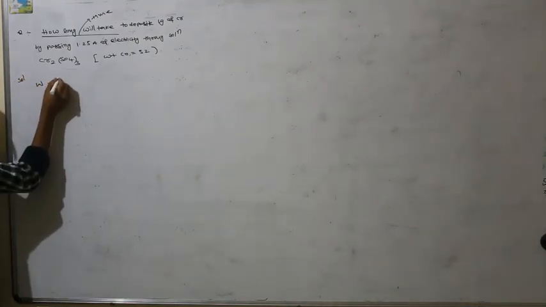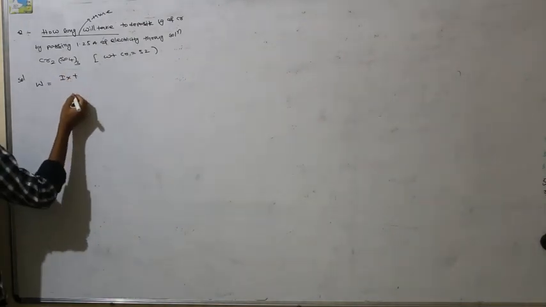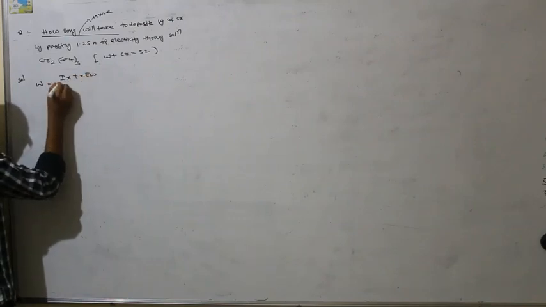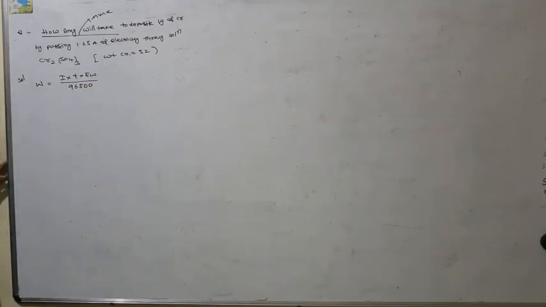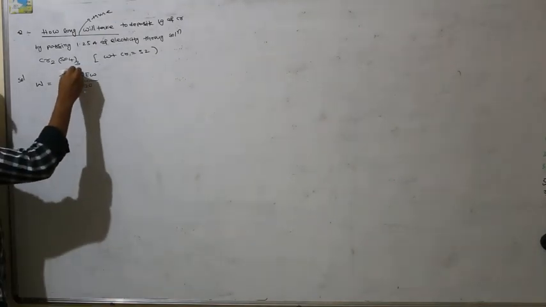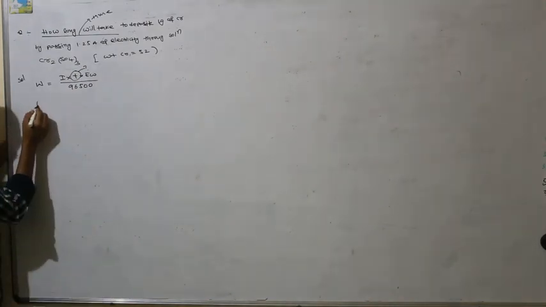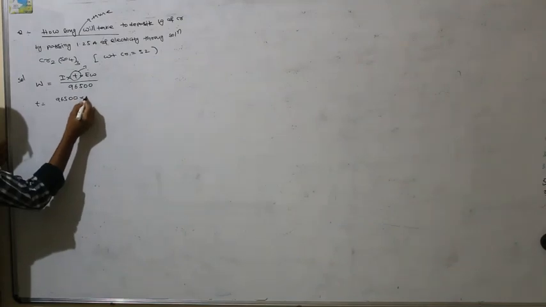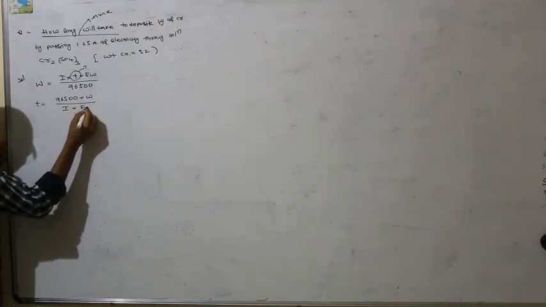Weight deposited is equal to I into T into equivalent weight by 96500. We need T. This is the question mark. So T is equal to 96500 into weight by I into equivalent weight.